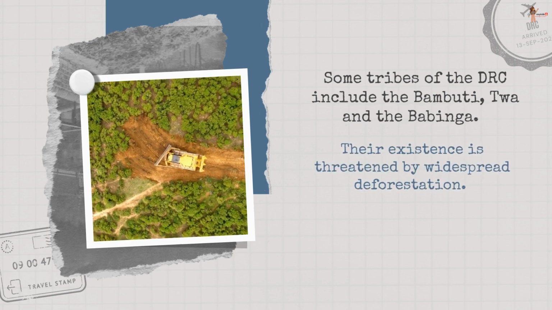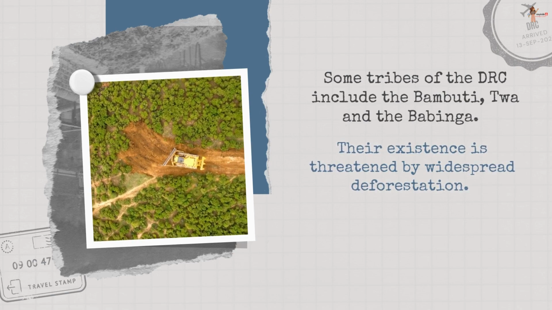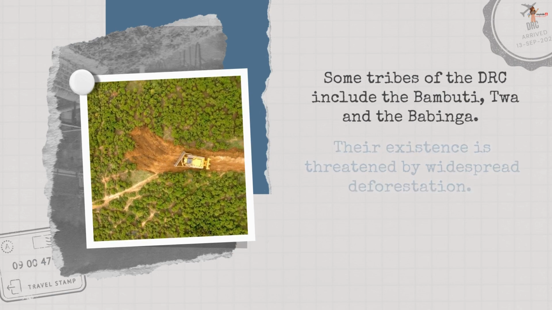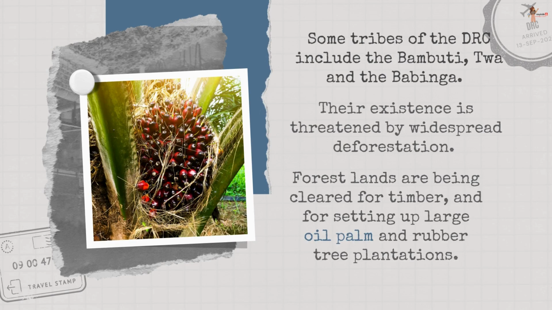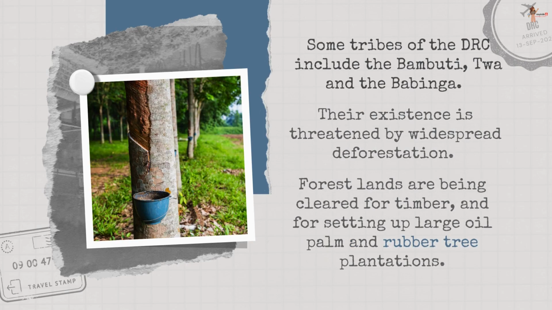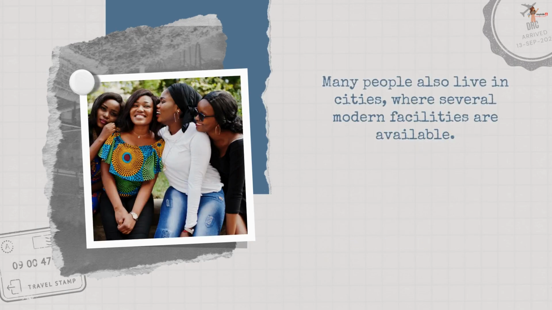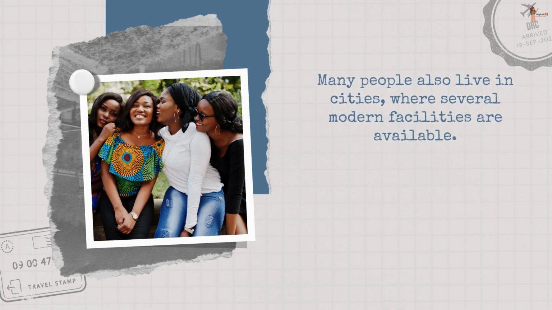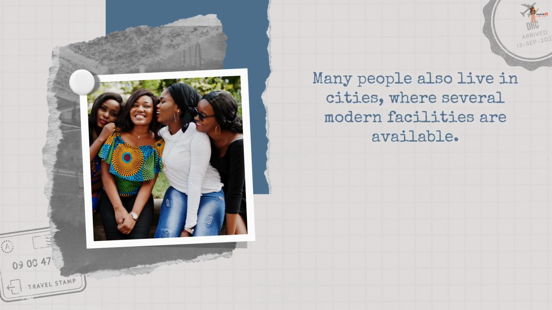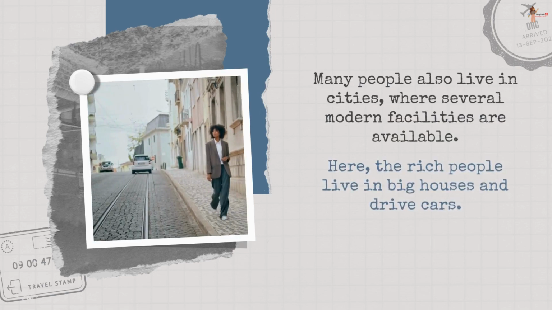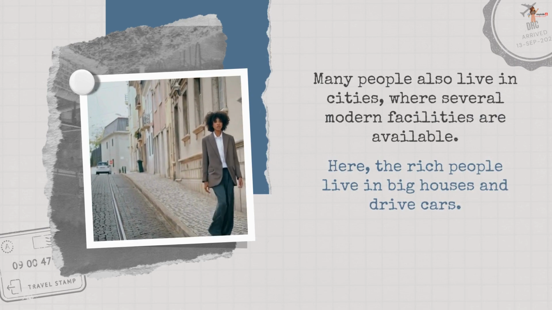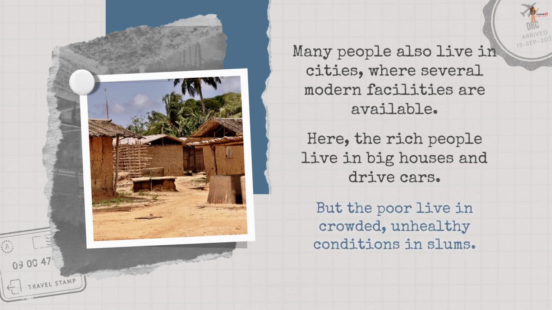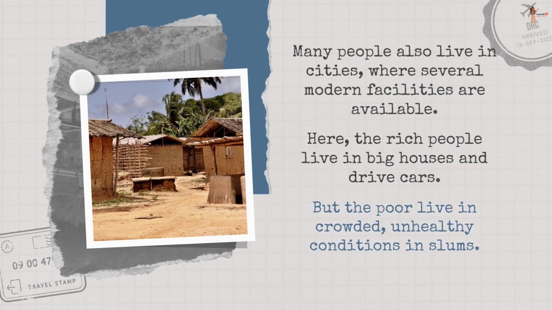However, their existence is threatened by widespread deforestation. Forest lands are being cleared for timber and for setting up large oil palm and rubber tree plantations. Many people also live in cities where several modern facilities are available. Here, the rich people live in big houses and drive cars. But the poor live in crowded, unhealthy conditions in slums.